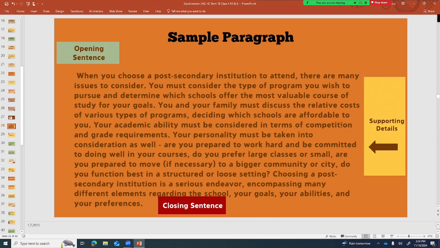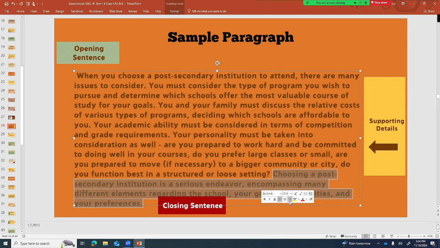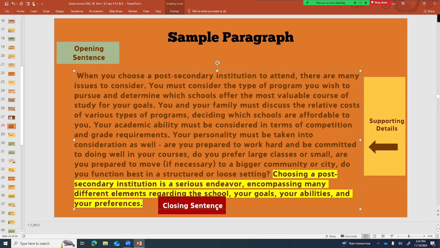Okay, so this last part, that whole section there, is my closing sentence. And like I said, up here is my opening sentence. Okay, and they always echo each other. Here I talk about there's lots of issues to consider. Here I kind of summarize what those issues were.